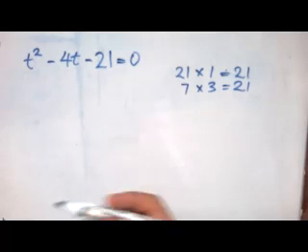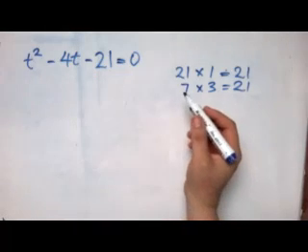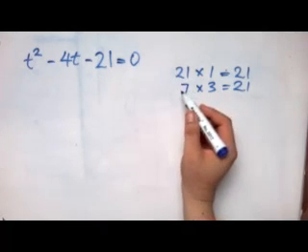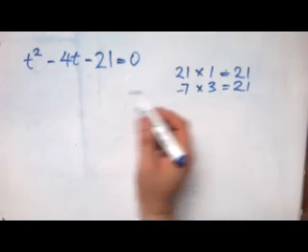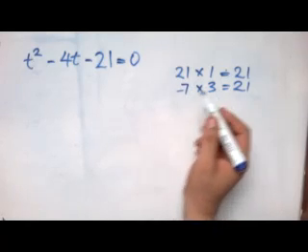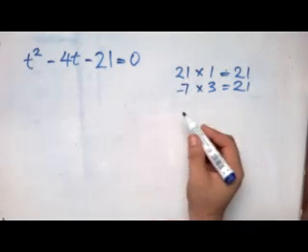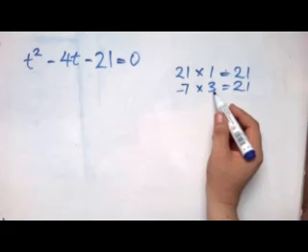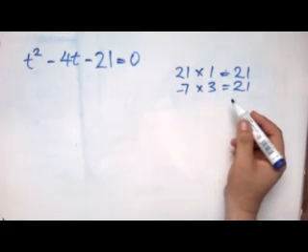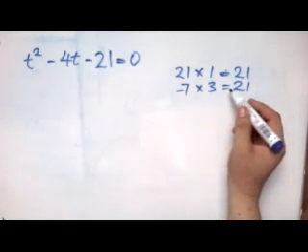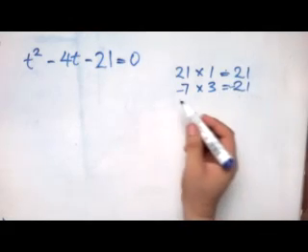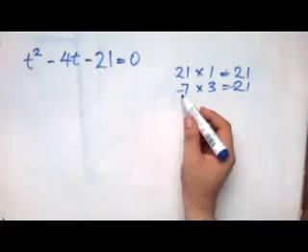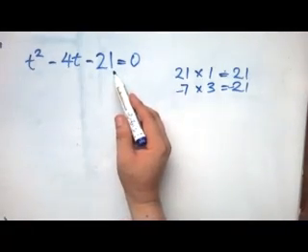Now, look at it this way. If you have minus 7 and you have plus 3, when you do minus 7 times plus 3, it will give you minus 21 because of this minus here. And you will notice we have minus 21 here.